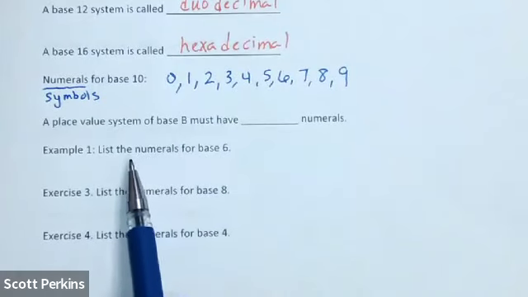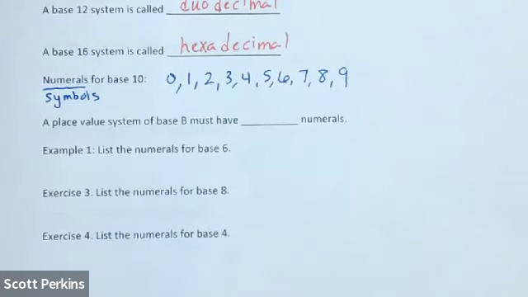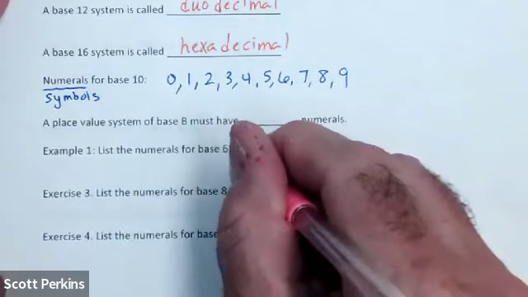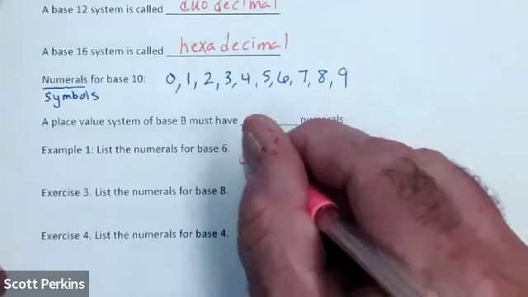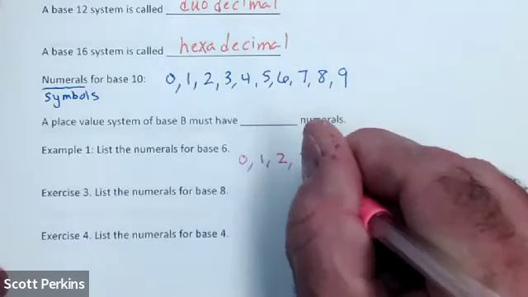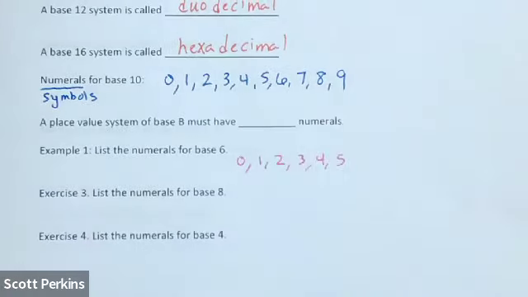The next example then, if I had a base 6 system, what numerals would I need? Well, I would need a 0. But if I'm thinking in terms of groups of 6, I would need everything up until 6. So for base 6, I need 0, 1, 2, 3, 4, and 5. I need those 6 symbols.